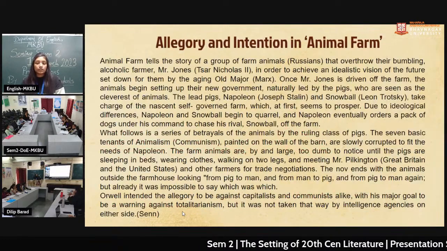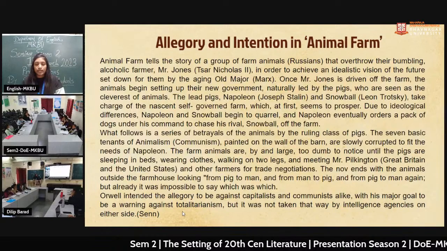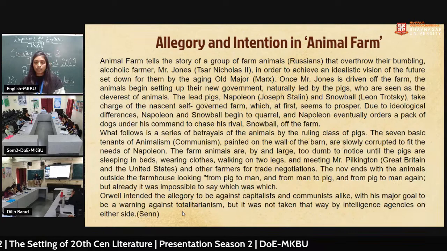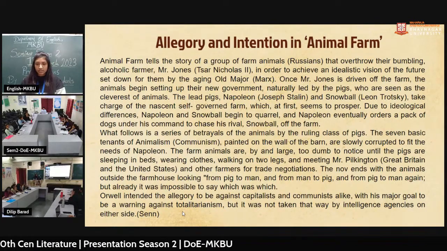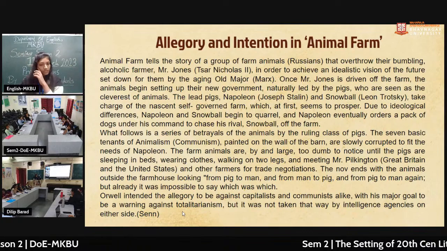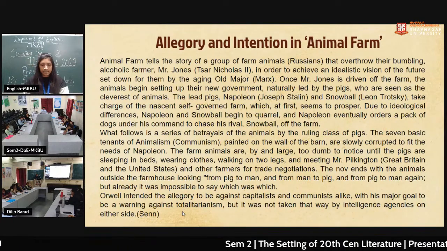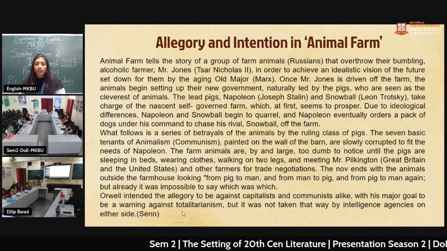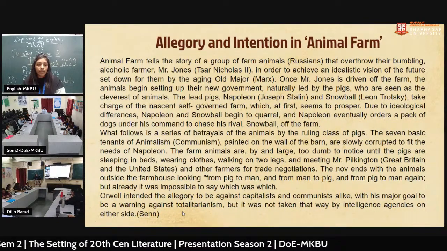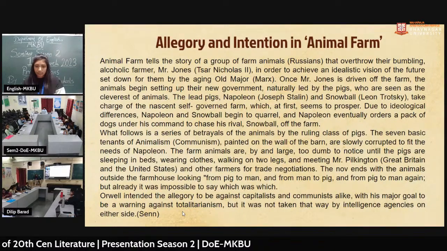So, in Animal Farm, the allegory and intention. Animal Farm tells the story of a group of farm animals, that is Russians, who overthrow their bumbling alcoholic farmer, Mr. Jones, as Tsar Nicholas II, in order to achieve an idealistic vision of the future set down for them by an aging old boar as Karl Marx.